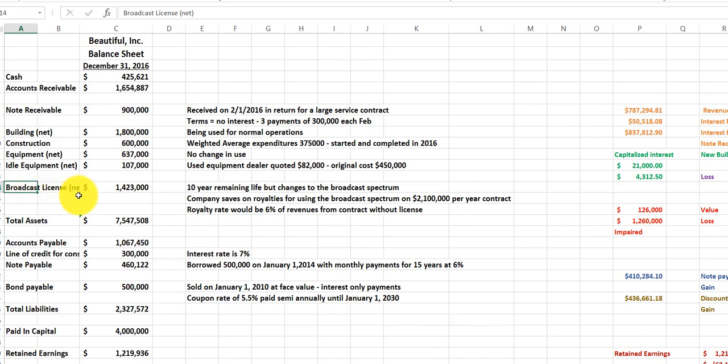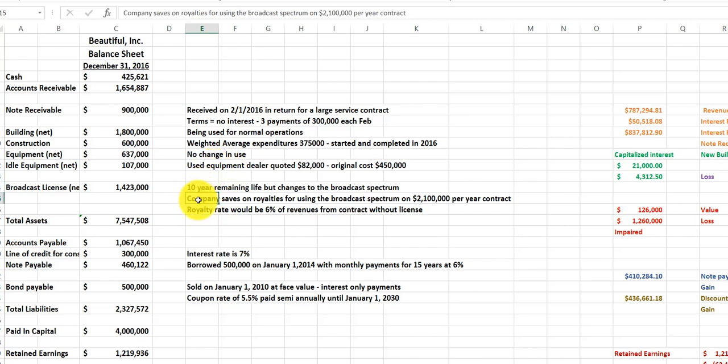Broadcast license. This is an amortizable intangible asset, has a 10-year remaining useful life. There have been changes to how we use it because of the changes in the broadcast spectrum, so we have to look at it for impairment because of those changes.